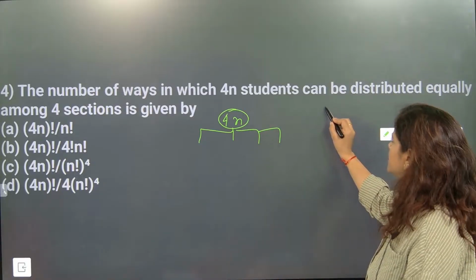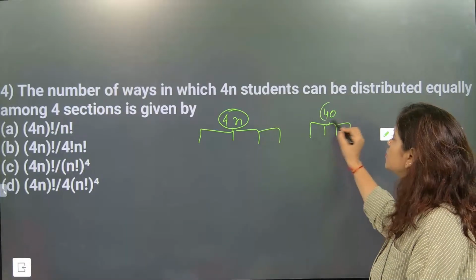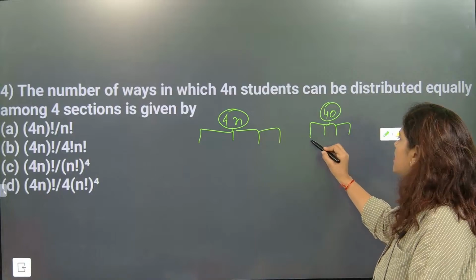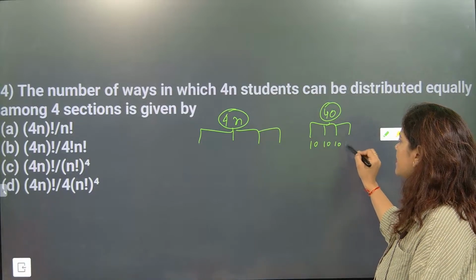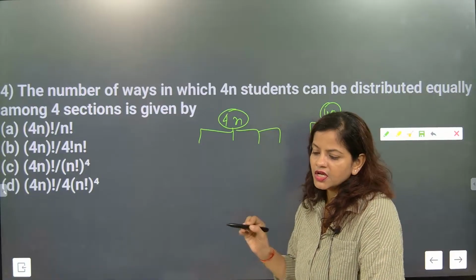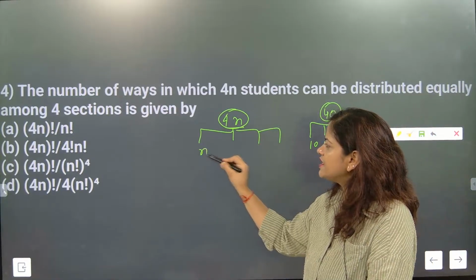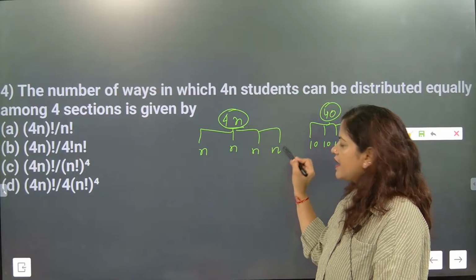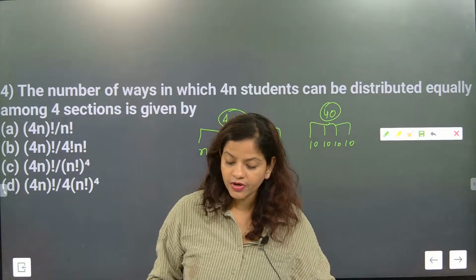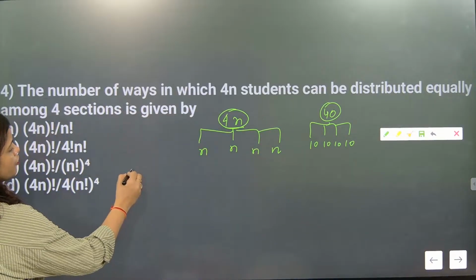If 40 students are distributed to 4 sections, each section will have how many students? 10. Correct? Same way, if there are 4n students, each section will have how many students? n students, because 4n is there. Very good. So here also 4n.